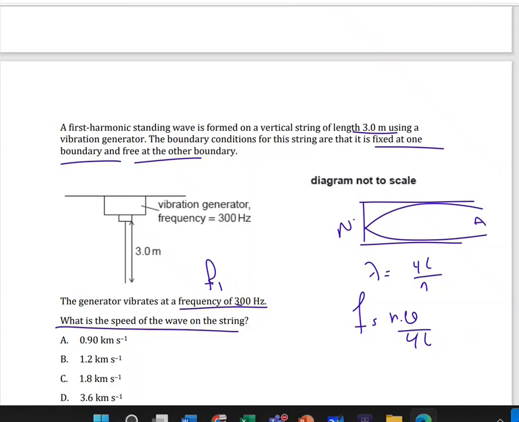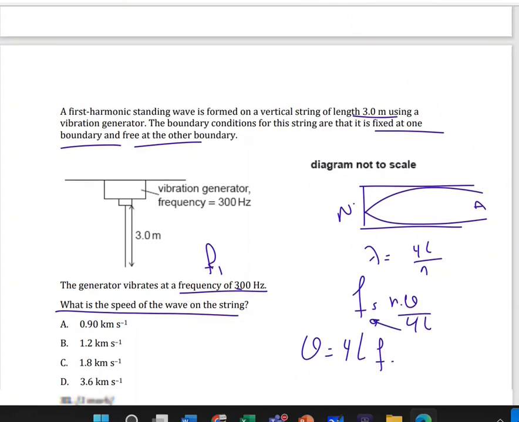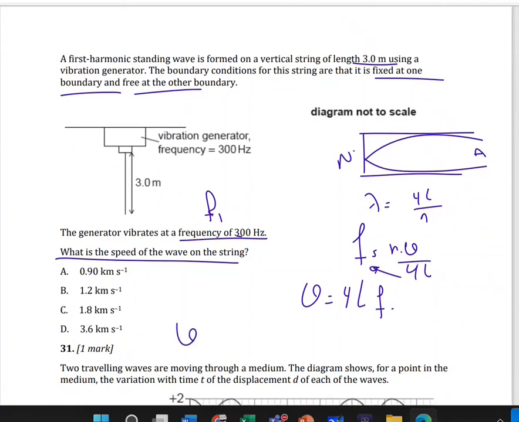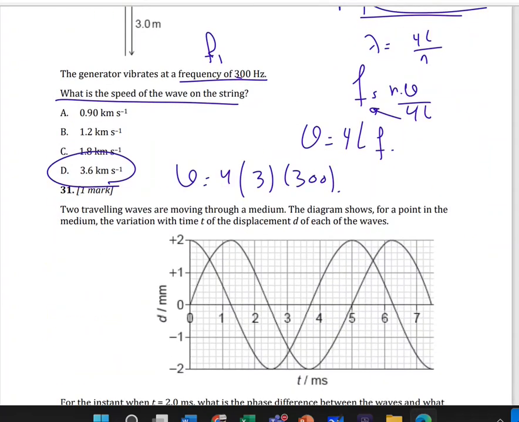If I need the velocity, just do cross multiplication. V will be 4L times the frequency. So V will be 4, L is 3, times 300. And you should get 3.6 kilometers per second. Okay, now question 31.